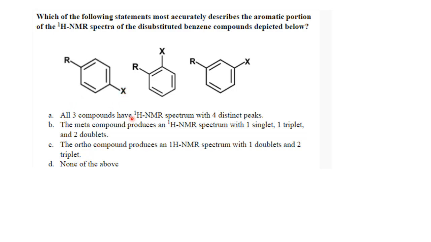All three compounds have NMR spectra with 4 distinct peaks. The meta compound produces an NMR spectrum with 1 singlet, 1 triplet and 2 doublets. The ortho compound produces an NMR spectrum with 1 doublet and 2 triplets. Or none of the above. So for your information, this is the meta position, this is the ortho position, and this is the para position.